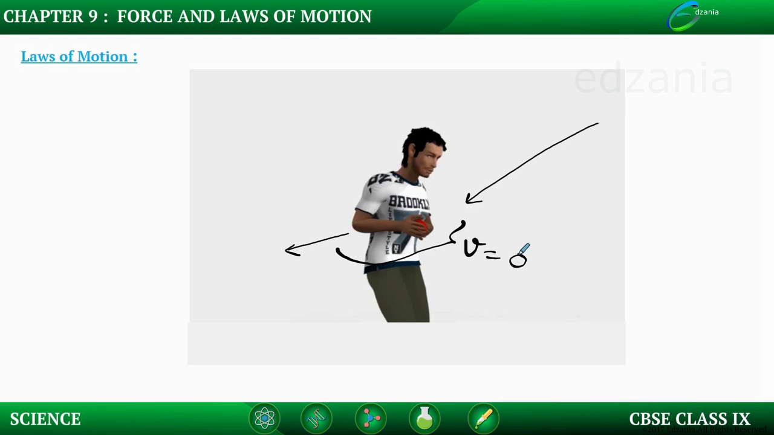If the fielder does not pull his hands backward, then the ball will suddenly stop. That is, the velocity changes to 0 in a very short interval of time, and this will hurt the player with high momentum. At this point of time, since the velocity is very high, the momentum with which this ball is coming down is very high. So if this ball suddenly stops in his hands, the high momentum will hurt this player. Therefore, by gaining this extra time, he is reducing the force in order to prevent himself from getting hurt.